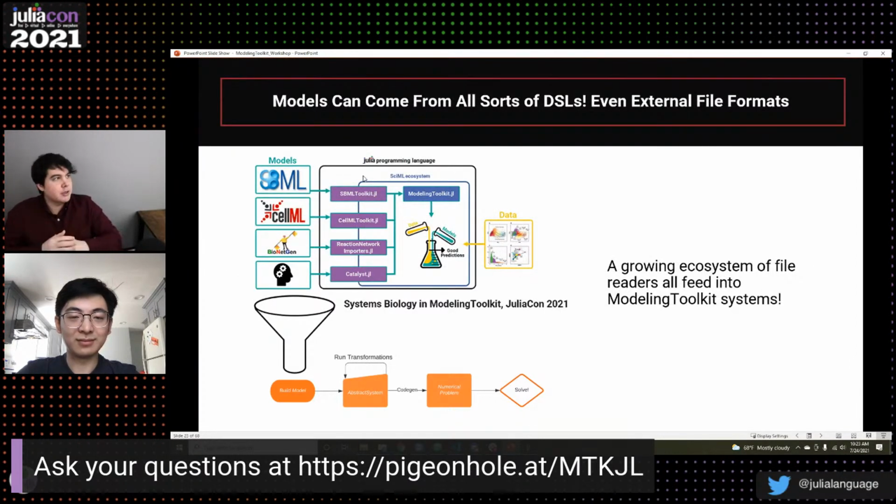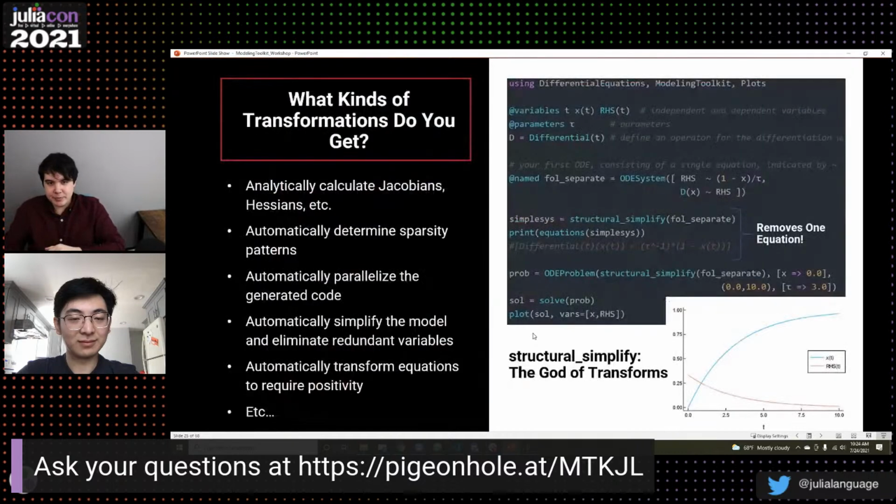And so, another talk to feature on this is that there are a lot of these file format readers, as I mentioned, SBML, CellML, and BioNetGen, they also feed into the same form. And so there would be a nice talk about all these other ways to get models, from systems biology domains and these other domains at this same JuliaCon.